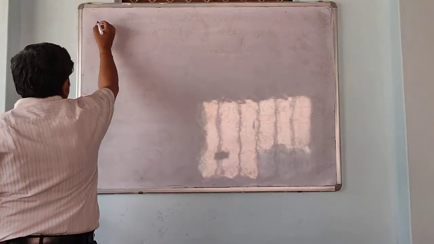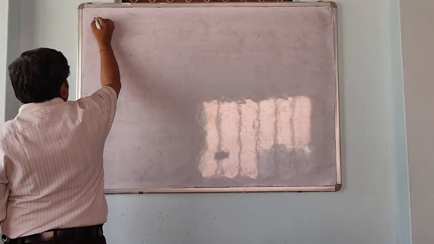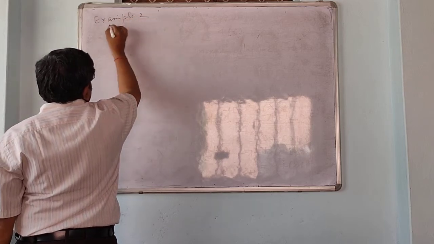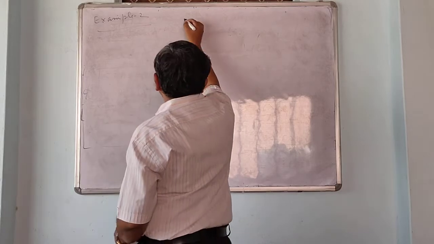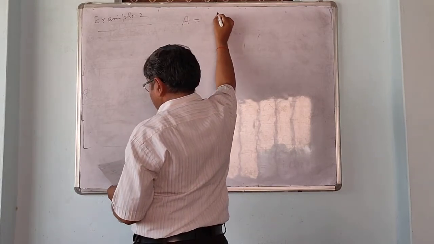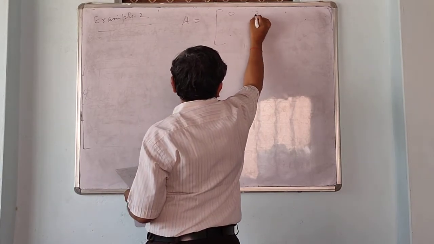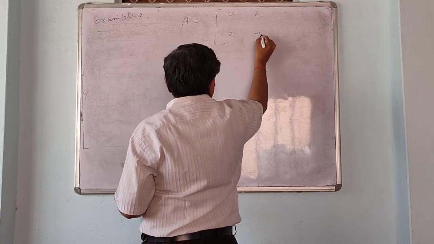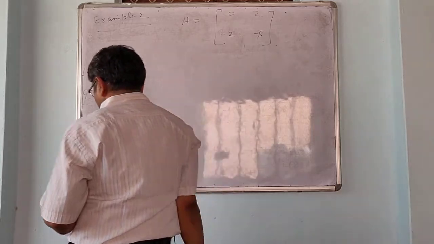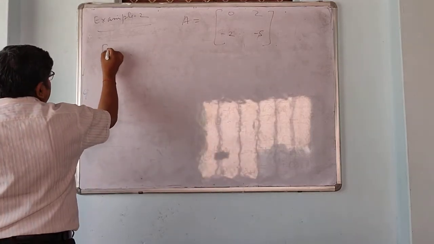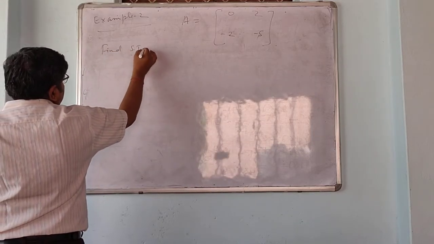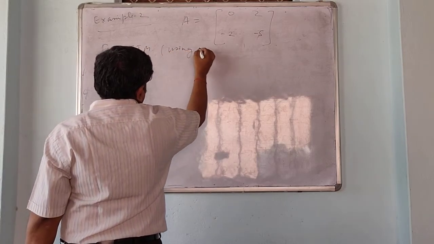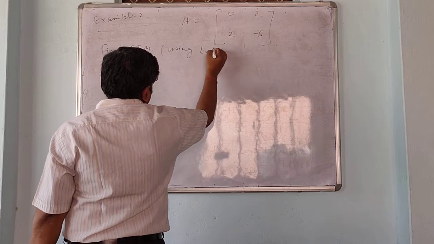Suppose now, example 2, take another example. Suppose A is given as 0, 2, minus 2, minus 2. Find the STM using Laplace inverse.